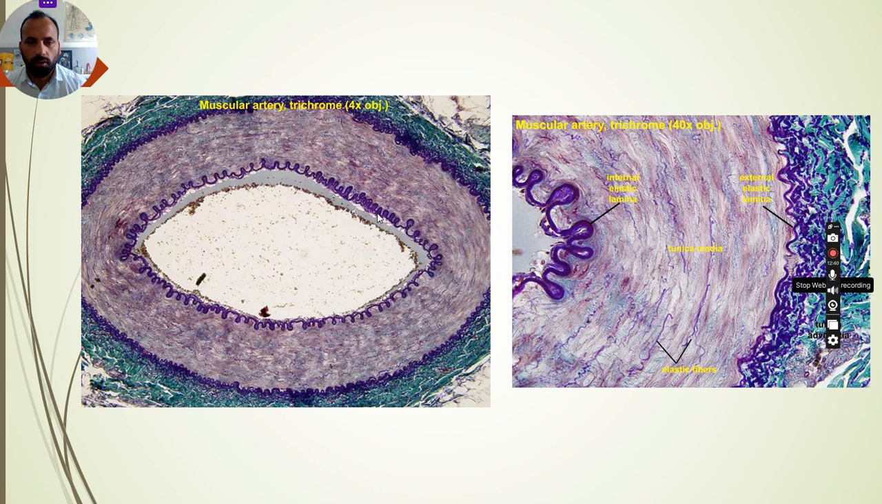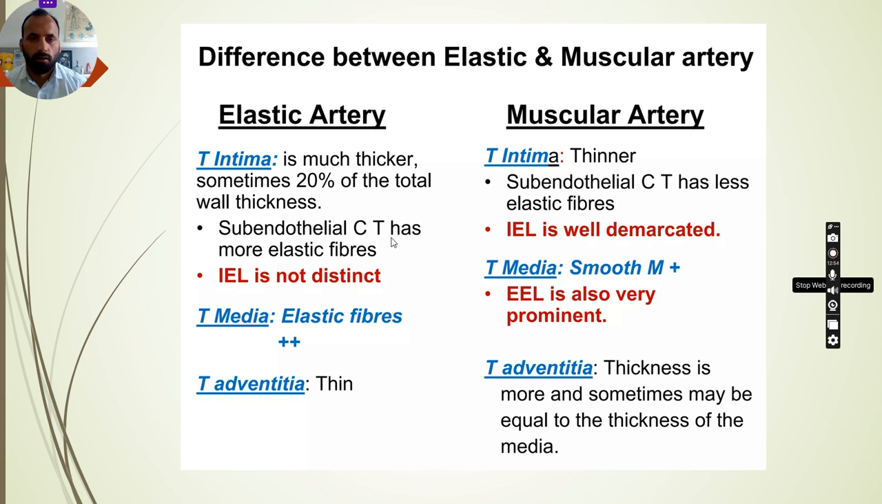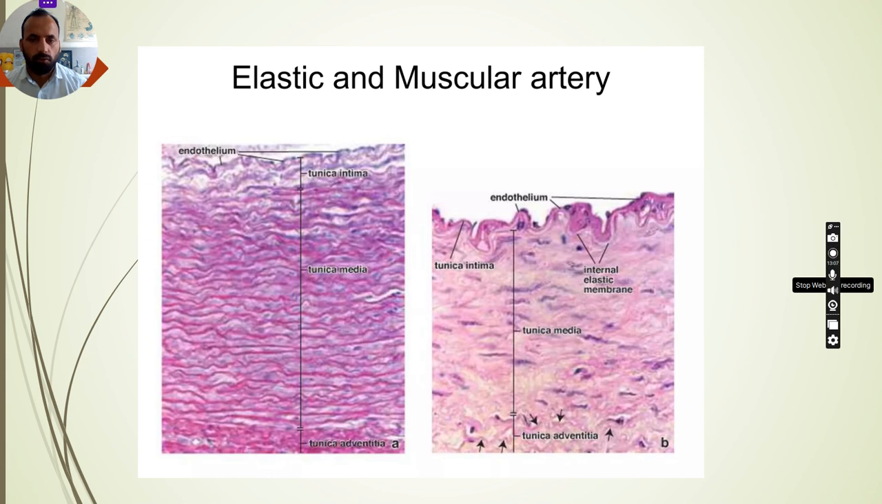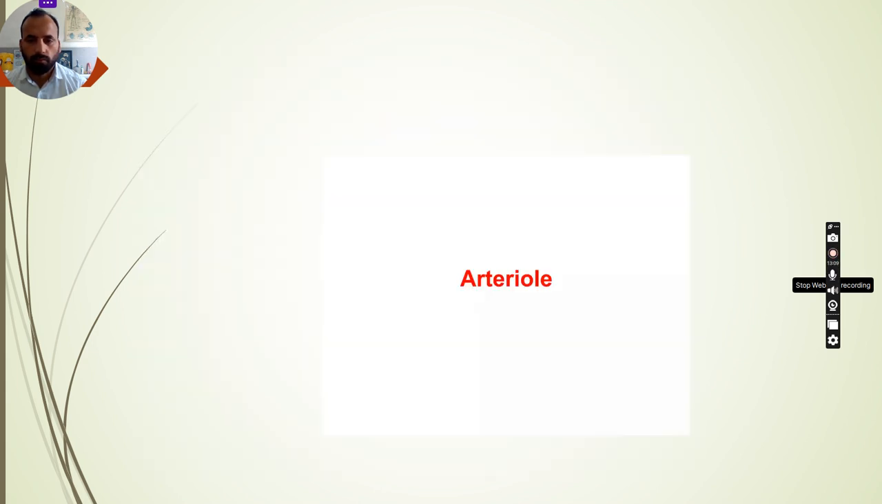So these two laminas, internal elastic and external elastic lamina, are quite appreciably seen in the muscular artery because of the presence of much of the spindle muscle or smooth muscle fibers in the tunica media. So these are some of the differences between elastic artery and muscular artery that we have already discussed. These are some pictures of the muscular and elastic artery, showing the histological differences between the two.